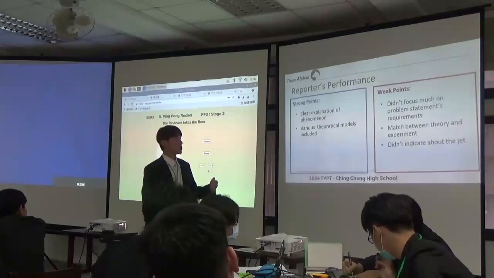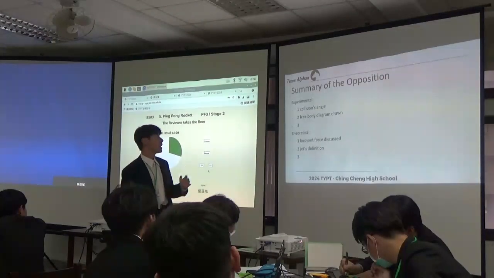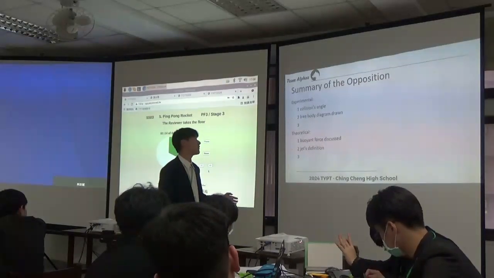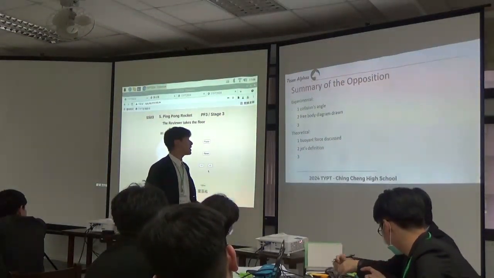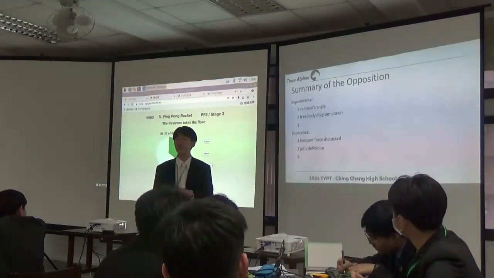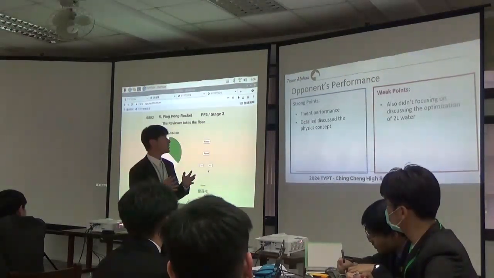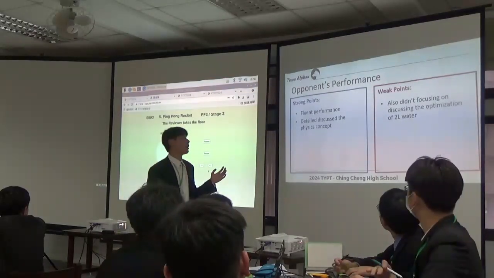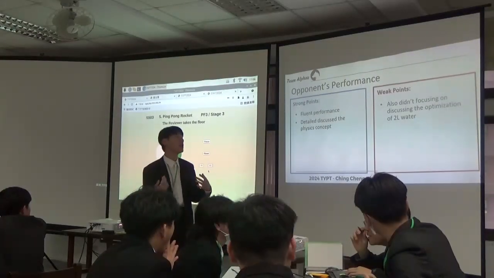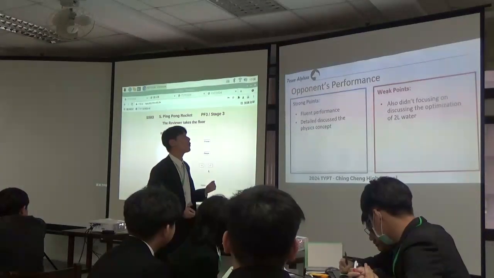They also didn't indicate the jet's formation. The summary of the opposition is that in the experimental parts, they discuss collision angles. They also have the free body diagram drawn on the board. In the theoretical parts, they consider the buoyant force discussion and also the jet's definition, like the physics concept behind it. For the opponent's performance, strong points are that they have fluent performance and discuss in detail the physics concepts behind the phenomenon, but they also didn't focus on discussing the optimization of 2-liter water.